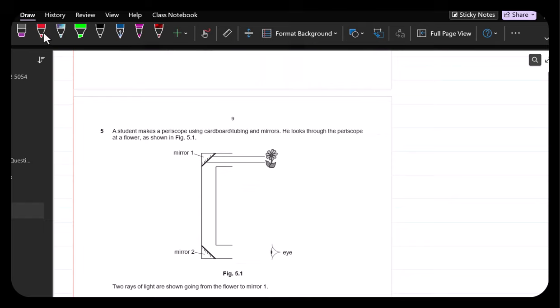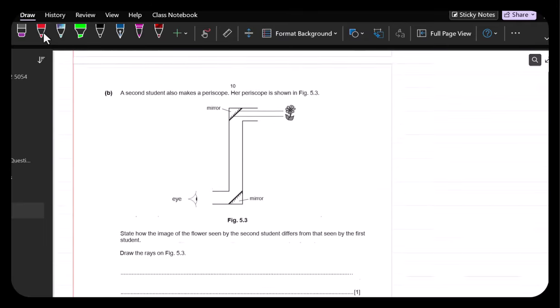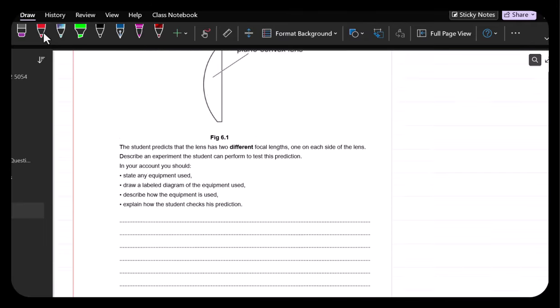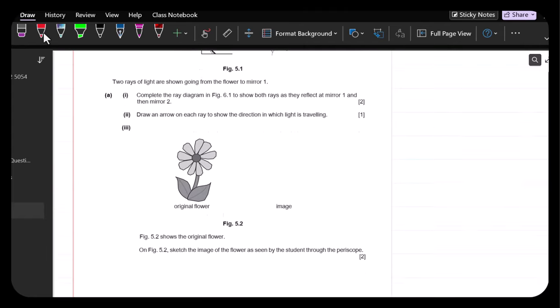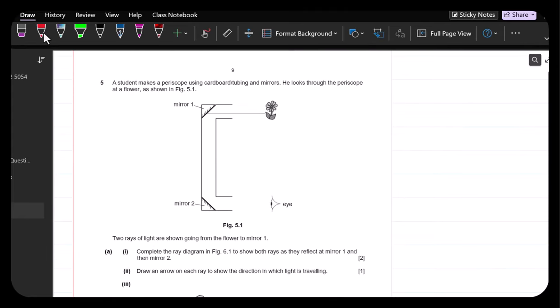Now I think we are on question 5. This is going to be the last question. Oh no, we have another question as well. So it is a little lengthy, no issue. A student makes a periscope using cardboard, or you can say tubing, and mirrors. He looks through the periscope at a flower shown in the figure.